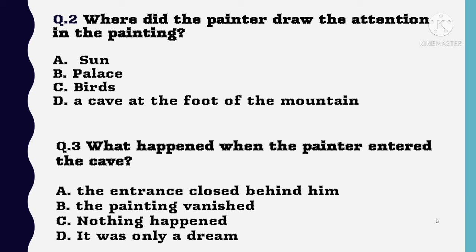Where did the painter draw the attention in the painting? Sun, palace, birds, a cave at the foot of the mountain. Yes, a cave at the foot of the mountain. What happened when the painter entered the cave? The entrance closed behind him. The painting vanished. Nothing happened. It was only a dream. Yes, the entrance closed behind him.